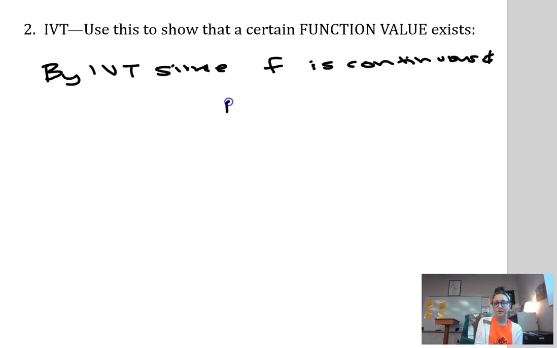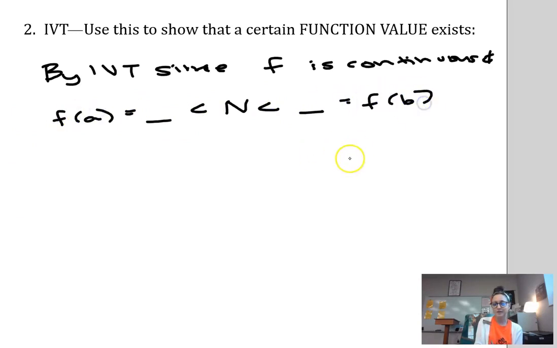Whatever number we're trying to prove exists, I'm going to call it capital N for that number, is between two given y values. One of these will be f of a, and the other one will be f of b, where the interval they gave us was a and b. Or we could use anything within that interval as well. So this is template number 2. Pause if you need to write anything down here, and then we will move on to the last template.